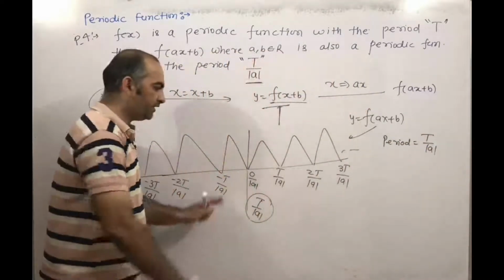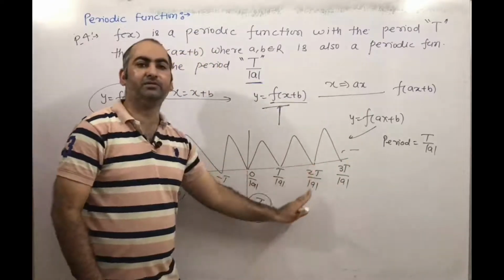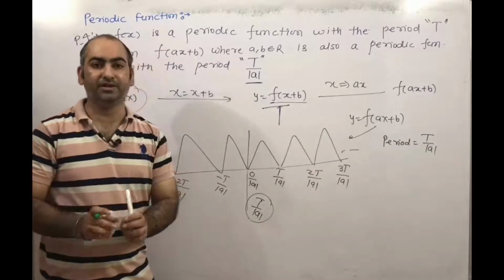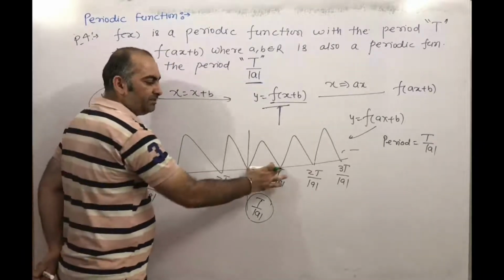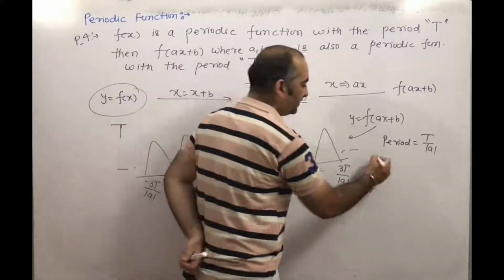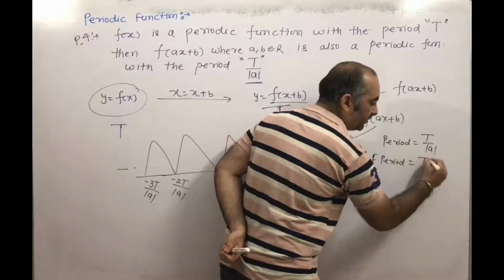If you want, you can take this one also. This one is also repeated again and again, so this length will be 2T divided by modulus of a. So the period can be 2T divided by modulus of a. You can check that this interval is the minimum, so we can say this is the fundamental period. The fundamental period is T divided by modulus of a.